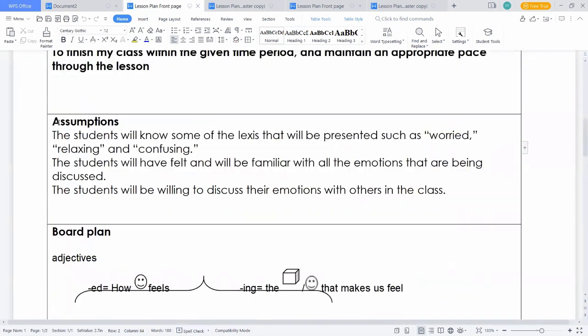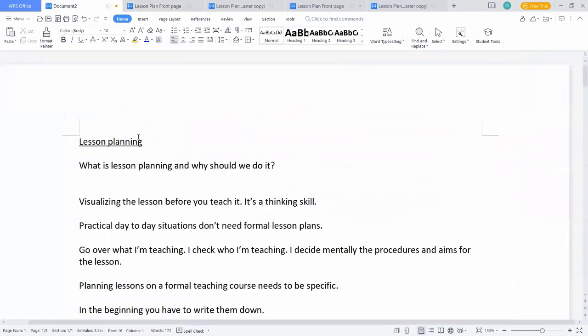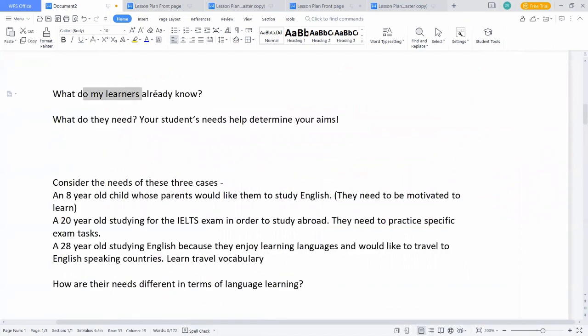The next thing we're going to look at is the fact that you have to make assumptions. In every lesson, there are things that we assume, things that we believe the students will already know. Again, we come back to these first two questions: what do my learners already know, and what do they need?